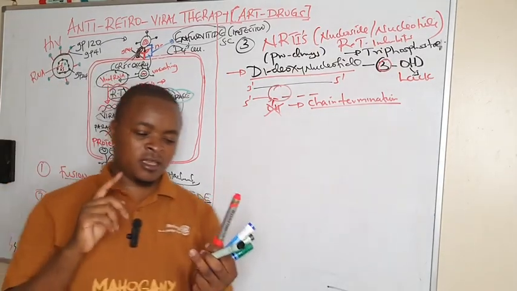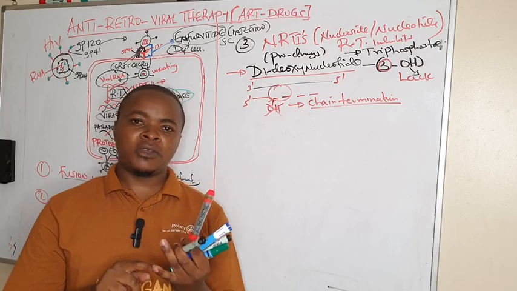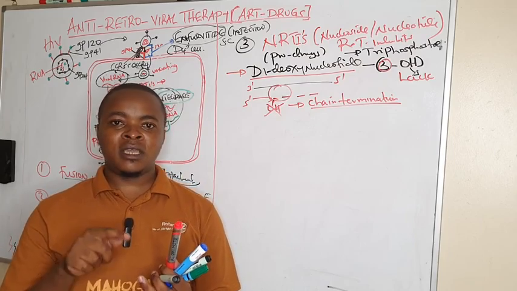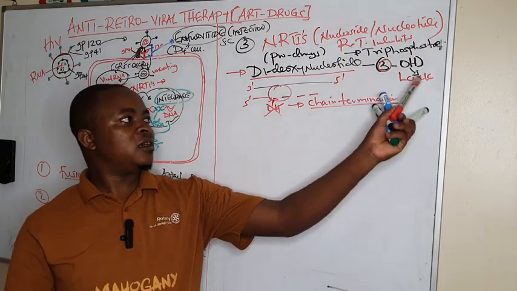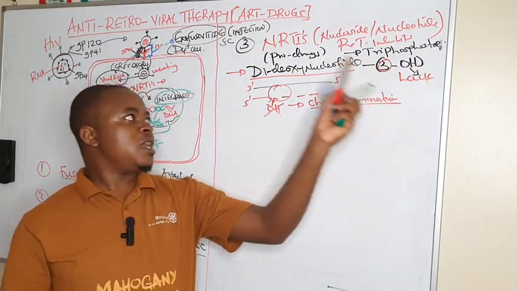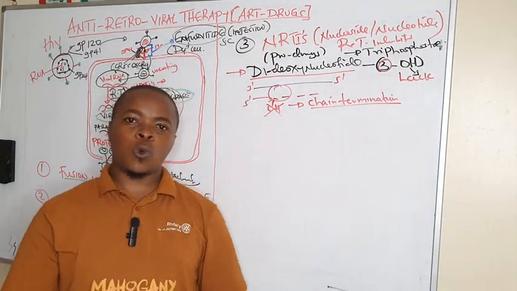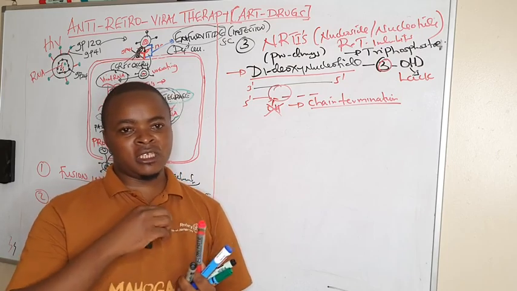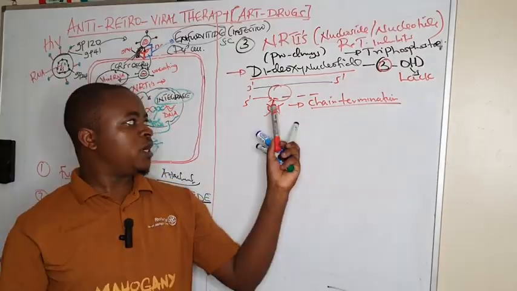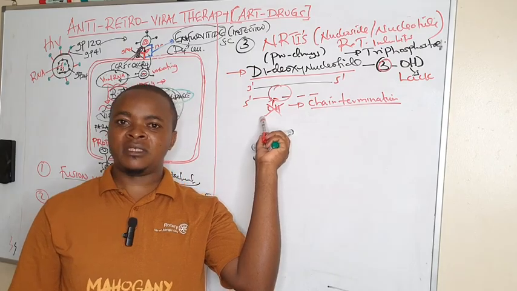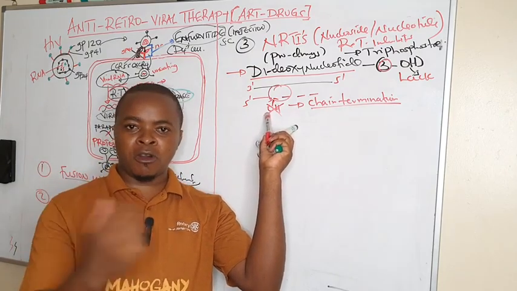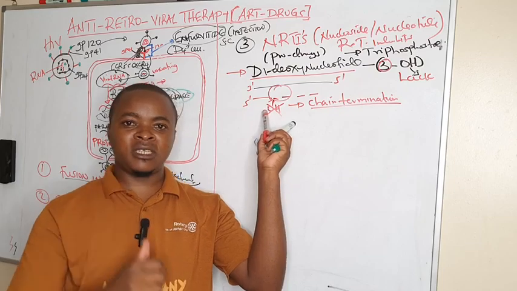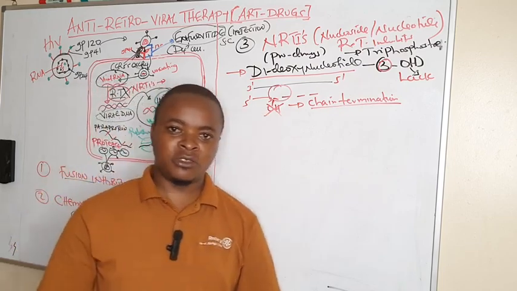So this is the mechanism of action of NRTIs. They are prodrugs which are phosphorylated in the body, and after being phosphorylated, they lack the OH group at carbon number 3. So they are dideoxynucleotides. Once incorporated by DNA polymerase during DNA elongation, they lack the OH group at carbon number 3, which prevents further addition of nucleotide bases, leading to premature chain termination, and hence the virus cannot replicate.